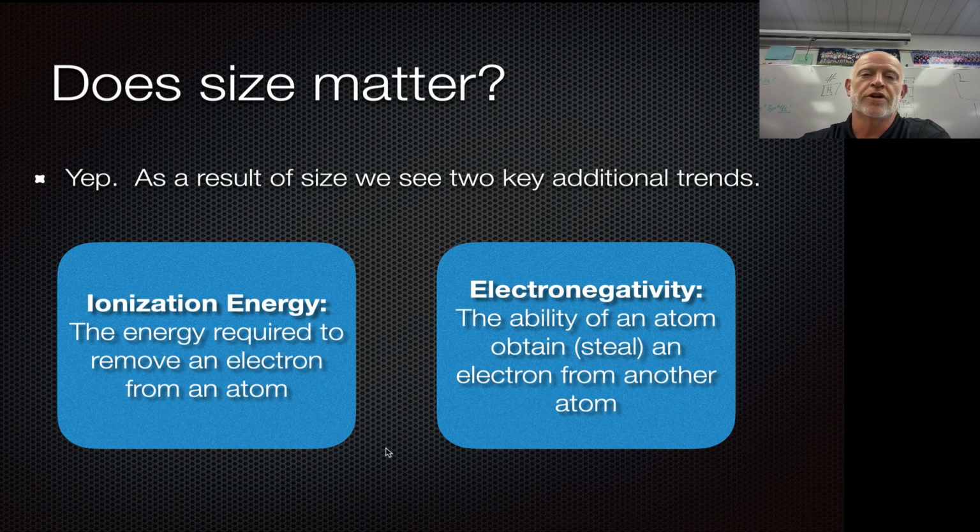Okay? We already know if you give an atom energy, we can make those electrons jump to higher energy levels, and then they fall back down and they emit light. We've learned that before. But what happens if we give them enough energy that when they jump, they leave? Well, if you give them enough energy and they jump up and they don't come back, could they leave the actual atom? That's called the ionization energy. It's the energy it takes to ionize or to remove an electron from an atom.